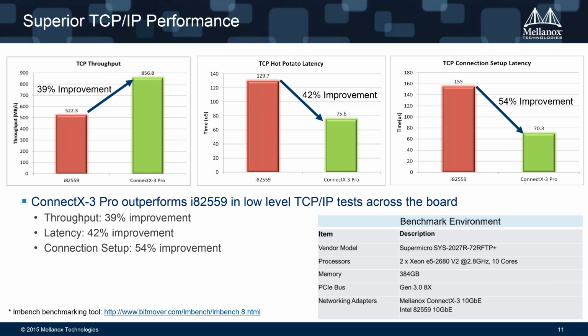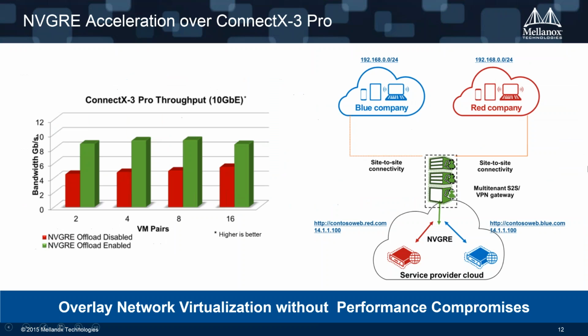So this is an example of a benchmark that we did, in this case comparing our 10 GbE to one of our competitors. You'll see that the overall performance on the throughput, on the latency, and the setup communication is much better by a significant percentage, and again the cost is the same or lower.